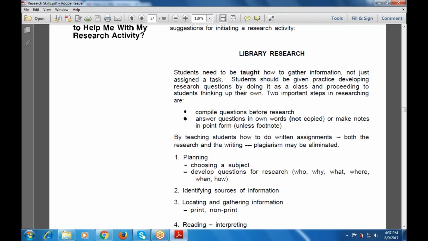The next is the planning. Choosing a subject and developing the questions for the research: who, why, what, where, when, how. All this comes under the planning.